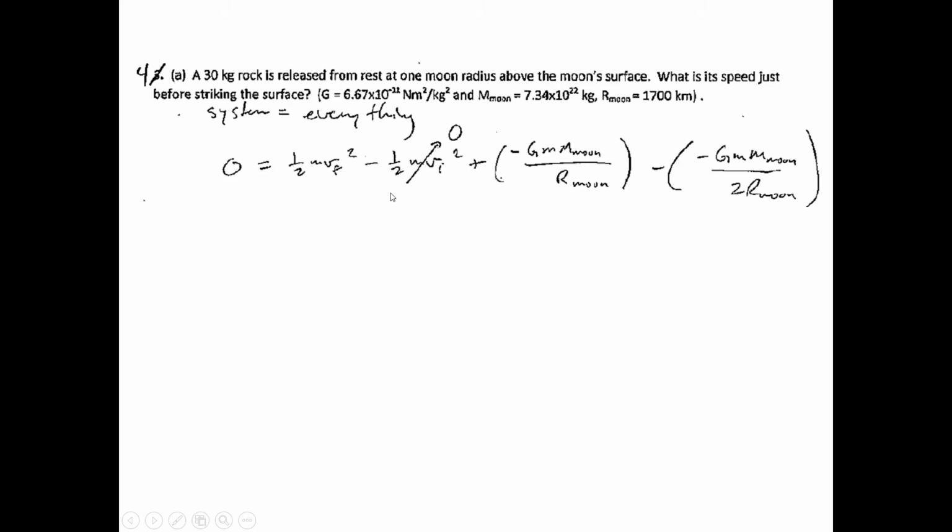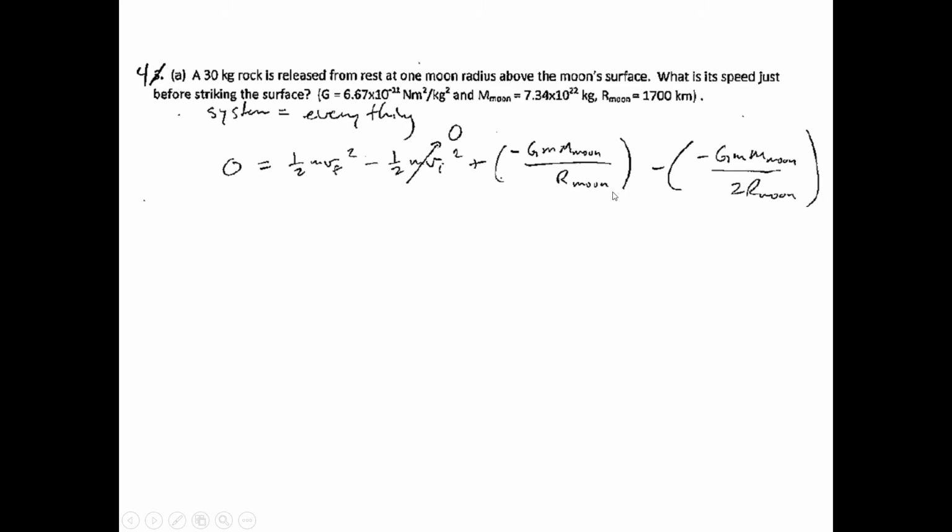The initial speed, we're releasing it from rest, so that's 0. And the other thing I'm plugging in here is something we know about the initial r and the final r. The final r, we want to know its speed just before striking the surface. So right before it's about to smack into the surface, we'll call that the final configuration, and the initial was when we released it. So initially it was 2 moon radii away from the center of the moon, and the final state is only 1 moon radius away from the center of the moon.